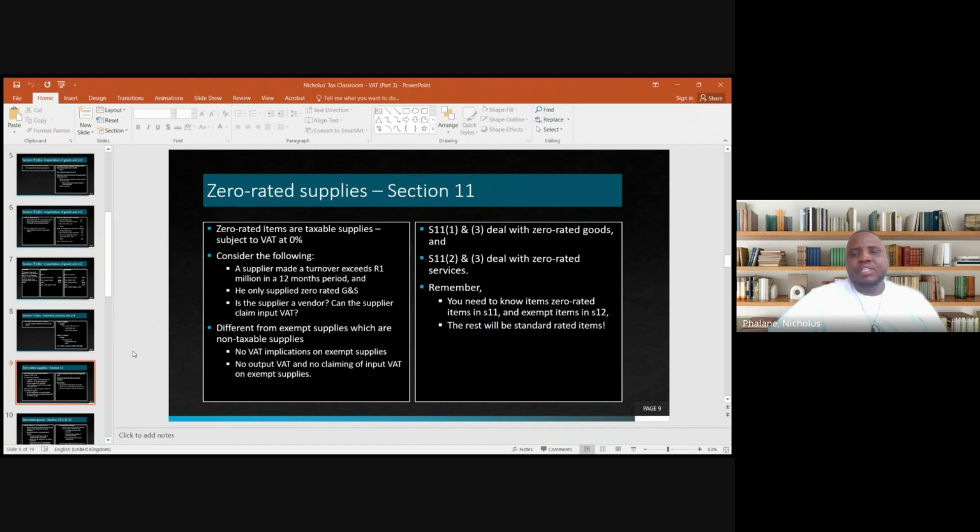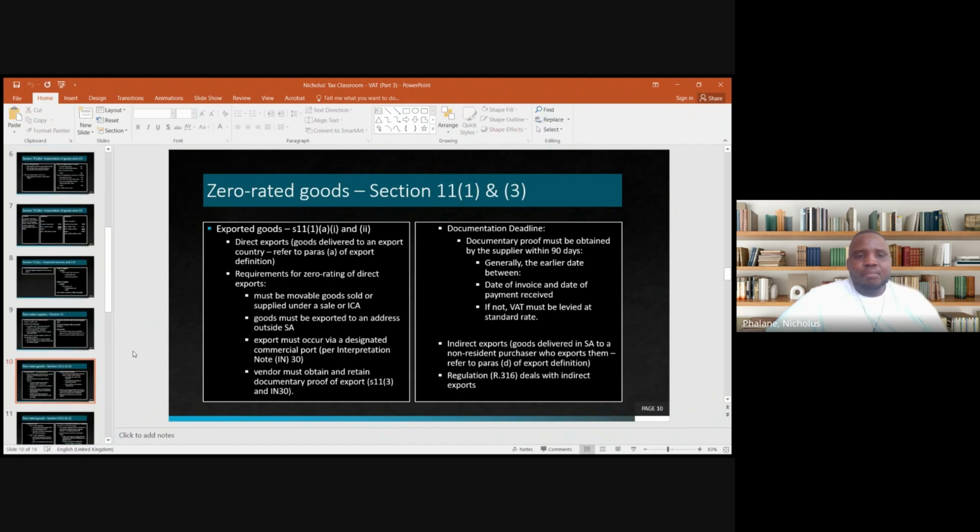So you shouldn't even try to know all these things off by heart. If you are in levels where you are allowed to go with your legislation into the assessments, you should know where to find this if you don't know it off by heart. You should know where to find your zero rated items in terms of section 11, and exempt supplies in terms of section 12, right? All the other supplies would then be standard rated. You don't need to know those off by heart. All right, great.